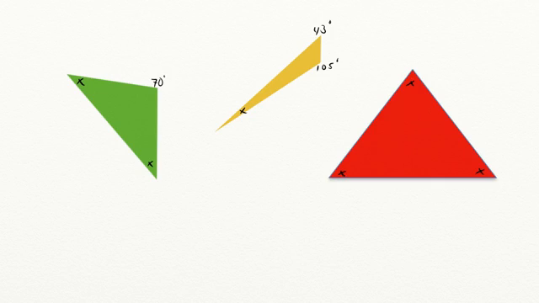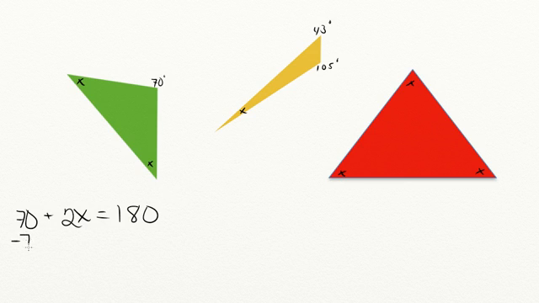Are you ready to practice your angles? Let's see if you can figure out what the value of x is for each of these three triangles. Let's go ahead and begin with our green isosceles triangle. We know that we have 70 degrees that's been given to us, plus 2 x's, and we know that the value is going to be 180 degrees.